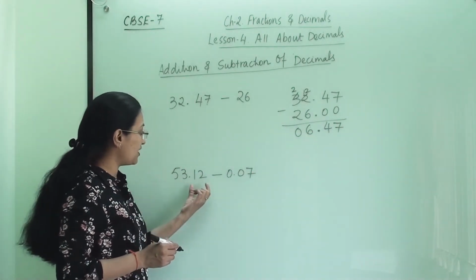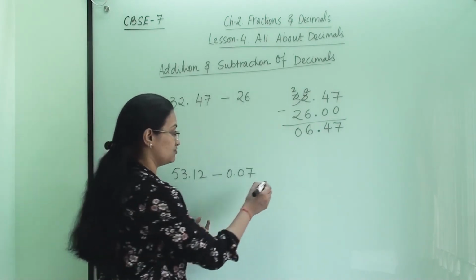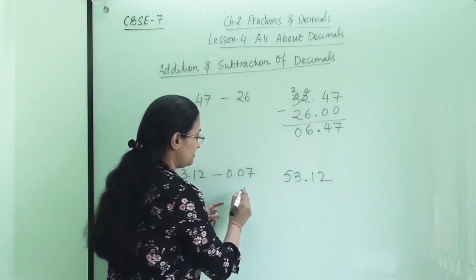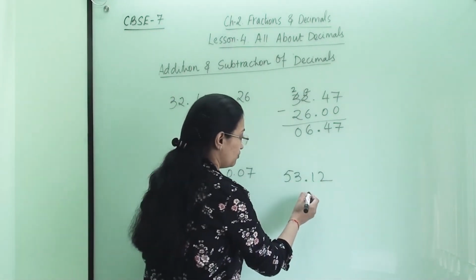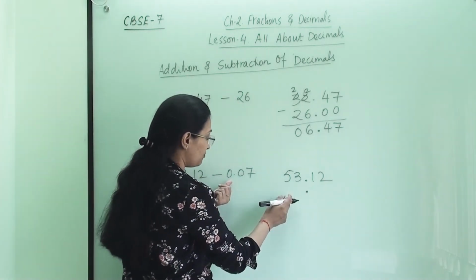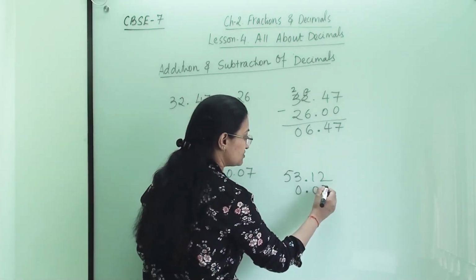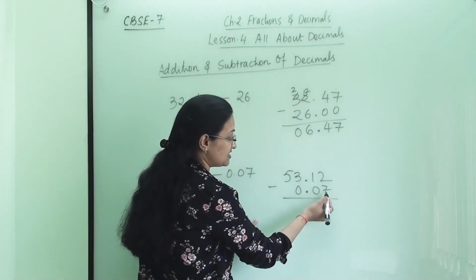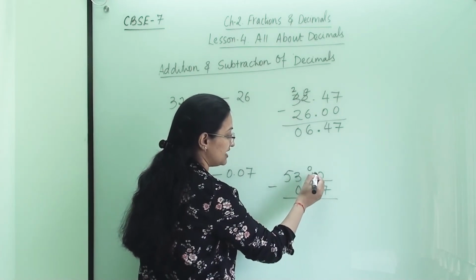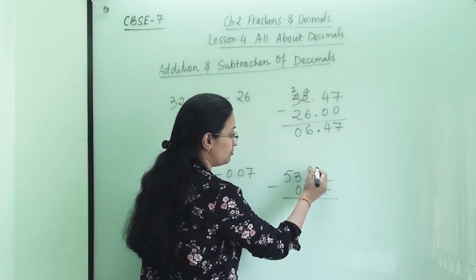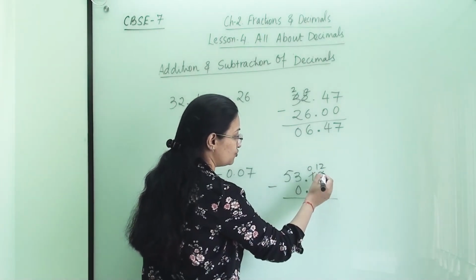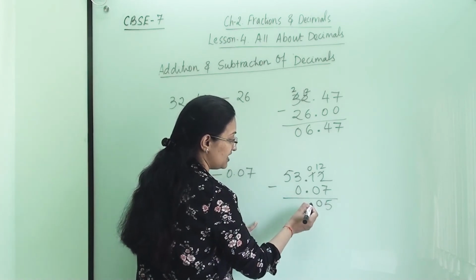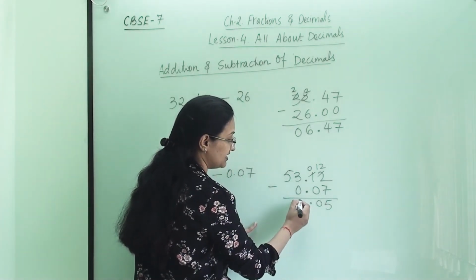Now 53.12 minus 0.07. So let us write this number, 53.12 and then 0.07. So first we will write the point here. Before the point 0 is there and after the point 07 is there. Now we have to subtract this. So here 2 minus 7 we cannot do. So here we will borrow and here we will write 12. So 12 minus 7 we will get 5. 0 minus 0 we will get 0.